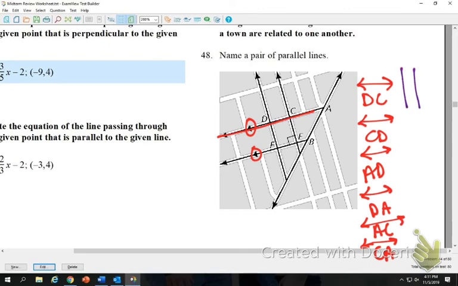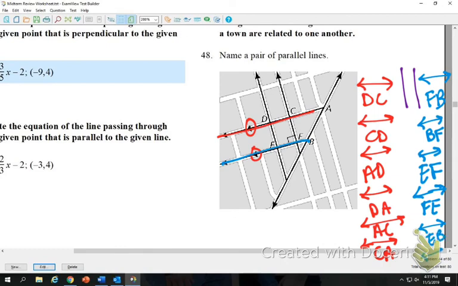They need to have the parallel symbol. The second line, they could say FB, BF, EF, FE, EB or BE. If at any point they didn't name this one correctly, or maybe they didn't put the symbol, it is minus 1. Okay, so those are your parallel lines.